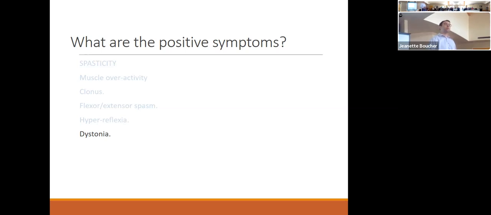So I refer to hypertonia as an umbrella term, which in its basic definition just means increased muscle tone. And there are different subtypes of increased muscle tone, spasticity being the one that we'll focus on today. But other types of increased muscle tone you might see in certain conditions, such as Parkinson's disease, for example, where you might see rigidity.